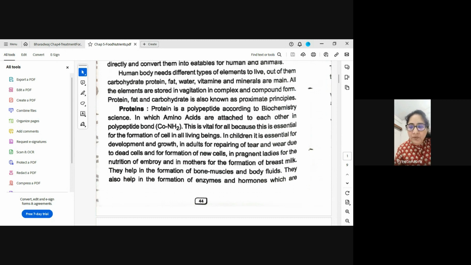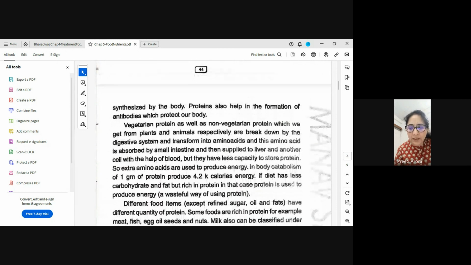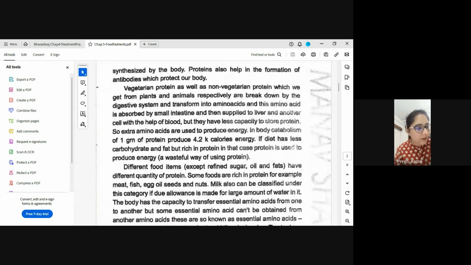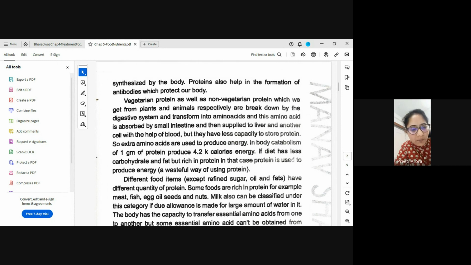Then we come to the functions of protein. Functions of protein implies, why do we need protein in the body? Why is it so necessary? If you look in the book, it is written very beautifully. It is essential for the formation of cells in all living beings. Secondly, for children, it is essential for their growth and development.